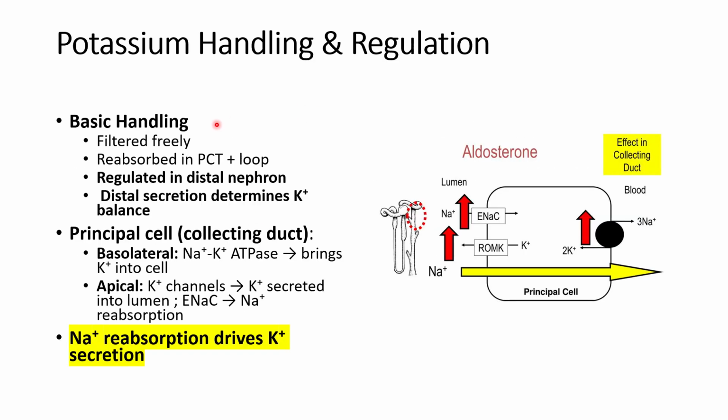Now we will see a little bit about potassium handling. Potassium is basically handled at the DCT. This is the principal cell in the DCT where aldosterone acts. So this is the luminal side, the tubular fluid side. This is the basolateral side.